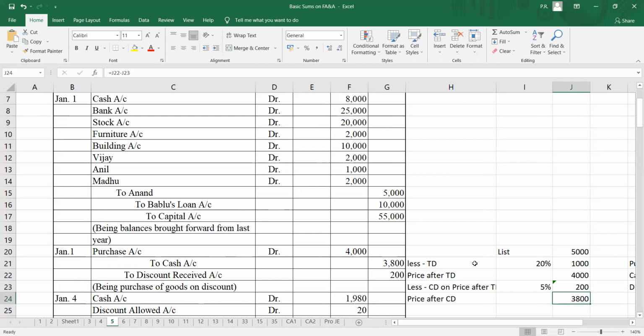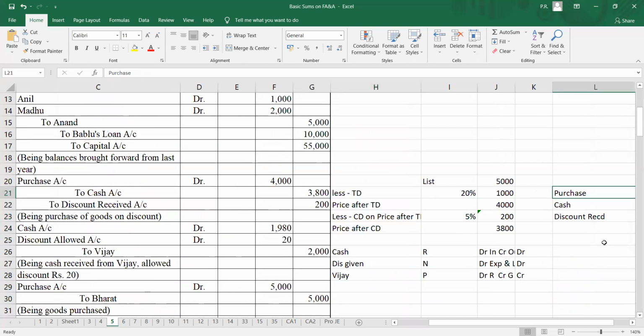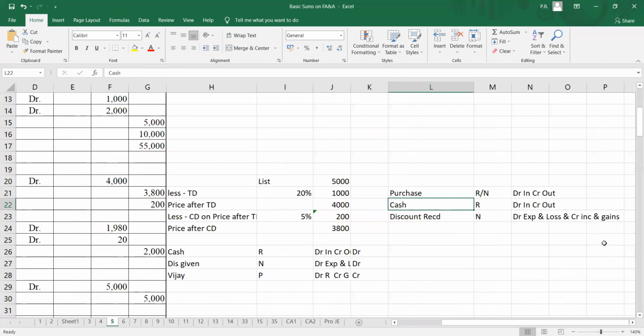Please remember, I had also told you that trade discounts are never recorded in the books of accounts. However, cash discounts are always recorded in the books of accounts. So with the entry, what all accounts are getting impacted? Purchase account is getting impacted, cash account that we are paying, and discount received account that we are receiving. Now, purchase account we can treat, as I told you, as a real account or as a nominal account. In both cases, it will be debited.